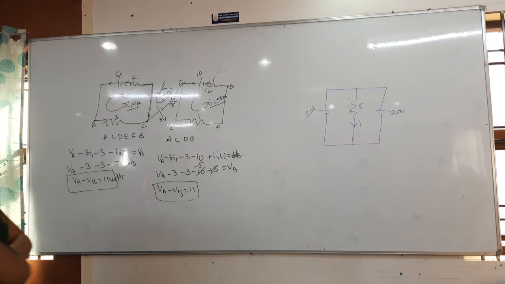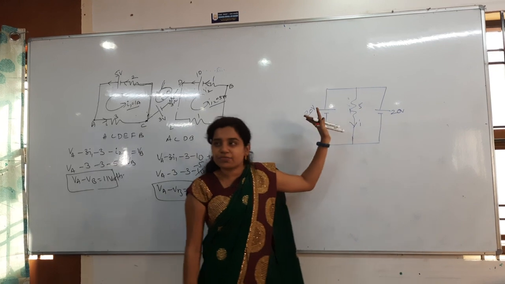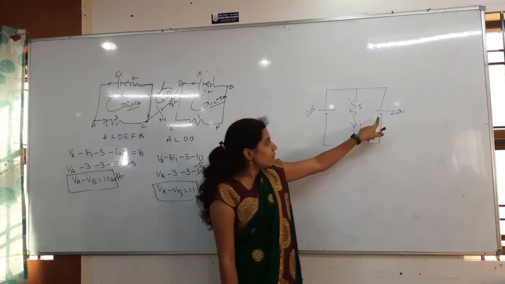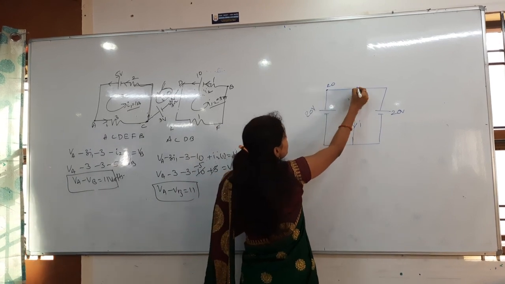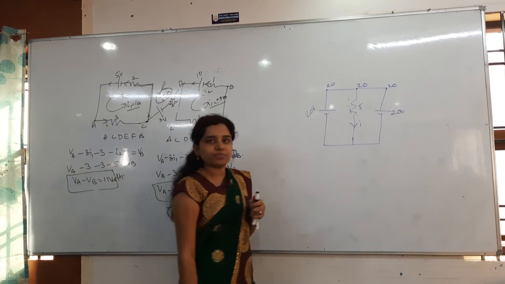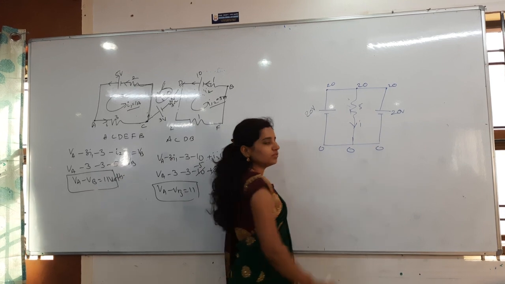See here, the same EMFs are there, by the way. The voltages are the same here. If the voltages are different, then there will be a potential difference. So here, the same voltages: here 20, and here also 20. There is no need to take them separately. So here 20, and this is 0, so this is also 0, 0, 0.